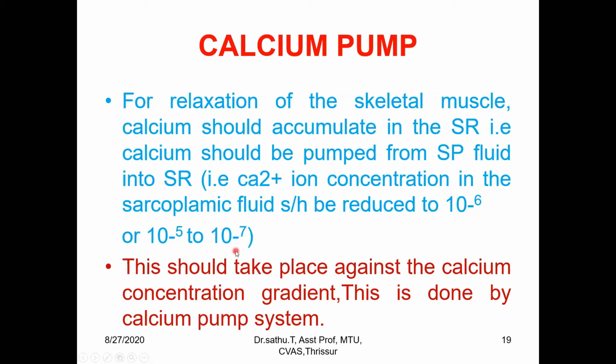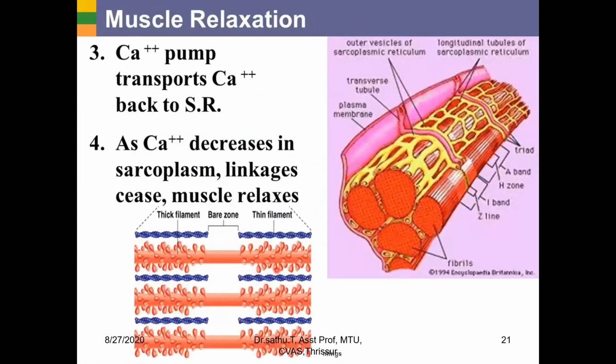And this takes place against the concentration gradient. If you want to move anything against the concentration gradient, we need energy for that. So for that energy we require the ATP. This is done by a mechanism called the calcium pump system. You must have studied this in physiology.